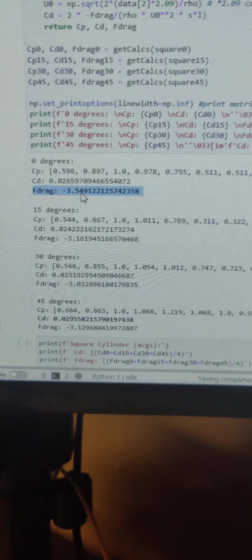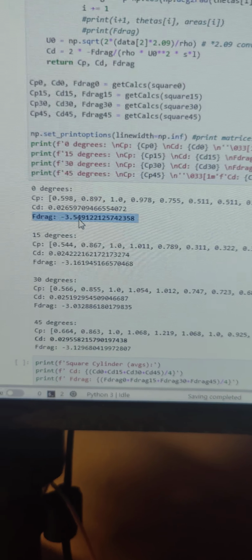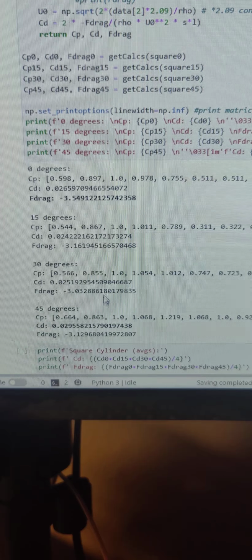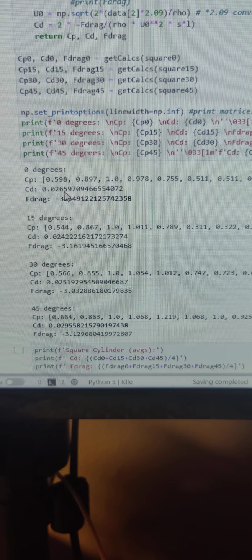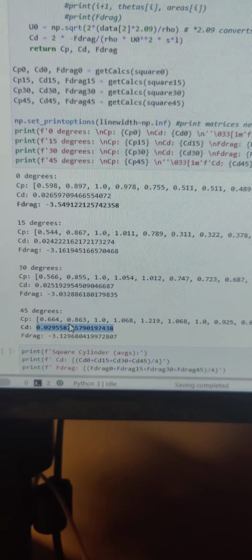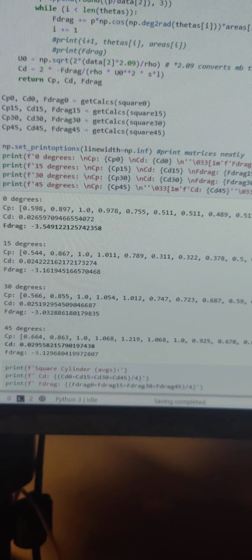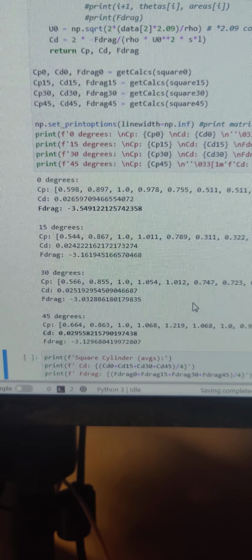So the largest drag force actually exists at 0 degrees, when the wind is hitting directly onto one of the flat surfaces of the square. We get about an absolute value of 3.55. Now, if we compare the coefficient of drag of that to the 45 degree, when the wind is hitting directly onto the corner, we see that when it's hitting the corner, we have a much higher coefficient of drag. So that's pretty crazy. That's pretty radical.